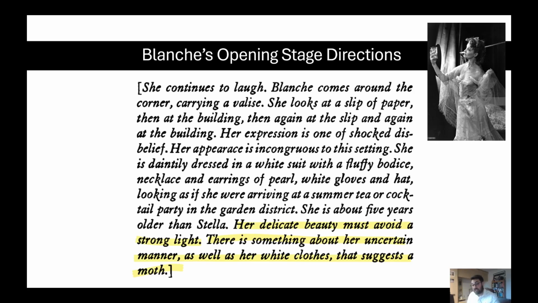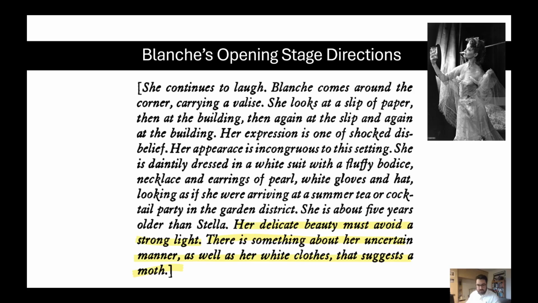But at the end of these stage directions, we get told that her delicate beauty must avoid a strong light. There is something about her uncertain manner, as well as her white clothes, that suggests a moth. So this moth imagery is introduced straight away, and it is reflective on one hand of her delicacy. Williams explicitly mentions her delicate beauty, perhaps suggesting that it could be shattered very quickly. But it stresses not only her delicacy, but her fragility also. He stresses her uncertain manner.